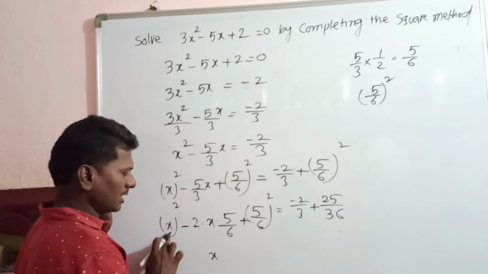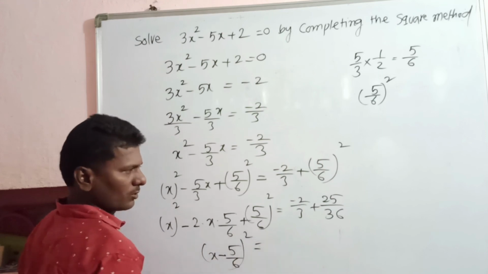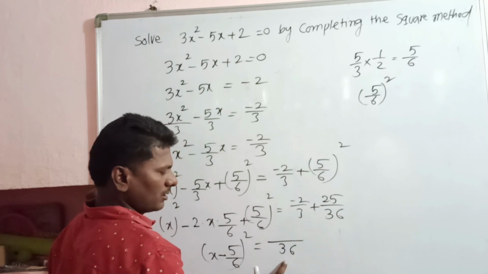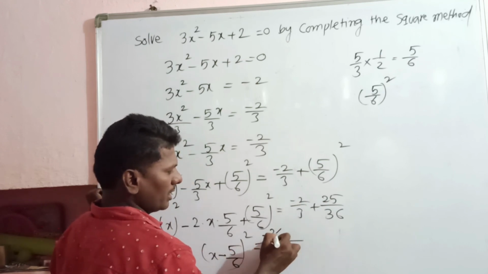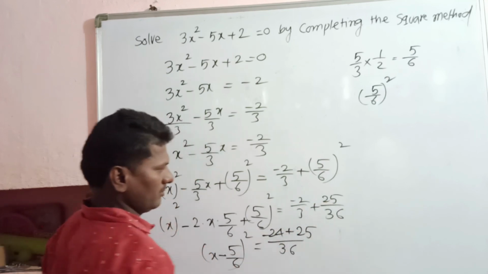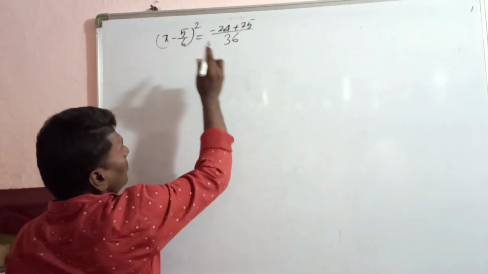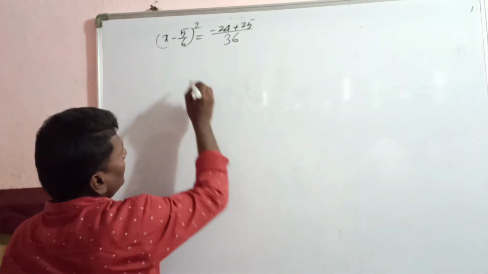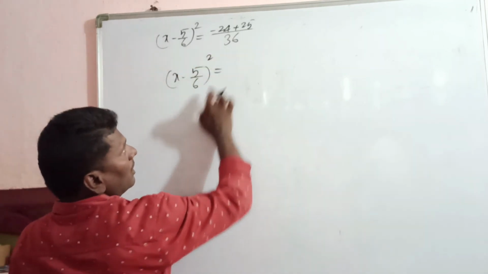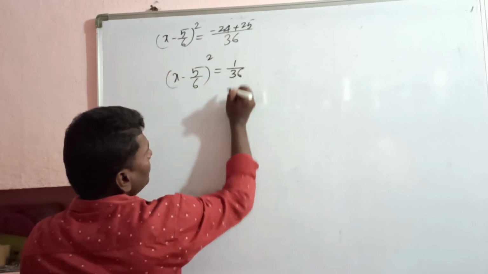A is x, minus b value is 5 by 6, whole square is equal to, LCM is 36 here. 3 twelves are 36, 12 twos are 24, minus 24 plus 36 gets cancelled, I am left with 25. So (x minus 5 by 6) whole square is equal to minus 24 plus 25 by 36. 25 minus 24 is 1 by 36.